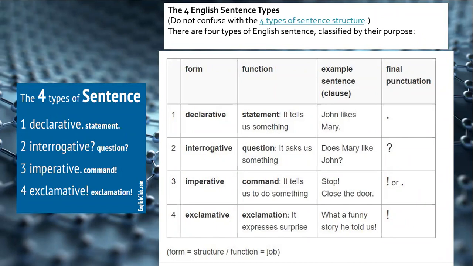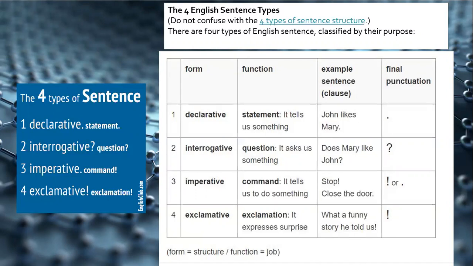Interrogative is a question. It asks us something. Does Mary like John? So the first one's like, John likes Mary. So we know that John likes Mary. The second one is, does Mary like John? Right? Anytime we get that question mark, the final punctuation is always going to be that question mark. Do you want to have steak for dinner? You know, anytime you have that voice inflection of up, that is an interrogative sentence.